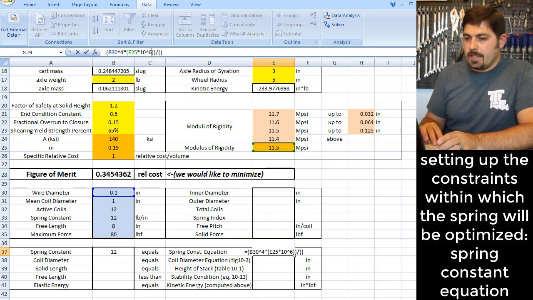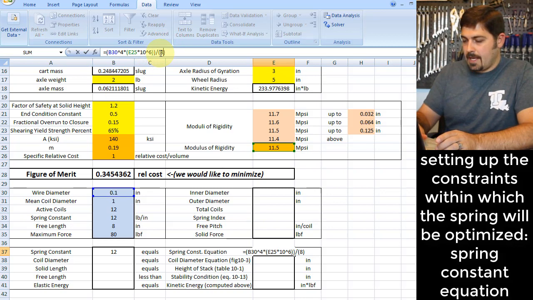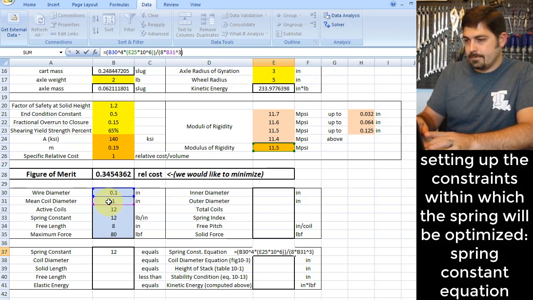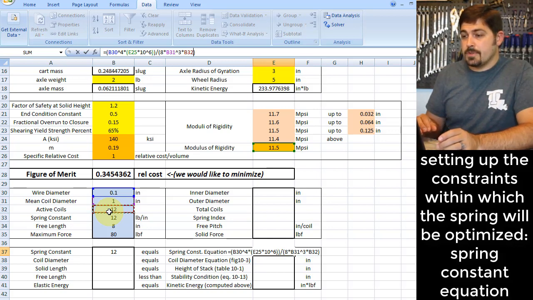I believe that takes care of my numerator. The denominator should be 8 D cubed Na. So here, 8 times D cubed, the capital D, so we're using the mean coil diameter, times Na, the active coils. I believe that takes care of my spring constant equation, and since I'm using all base units here, it does come out in pounds per inch, which is good because that's what we want.